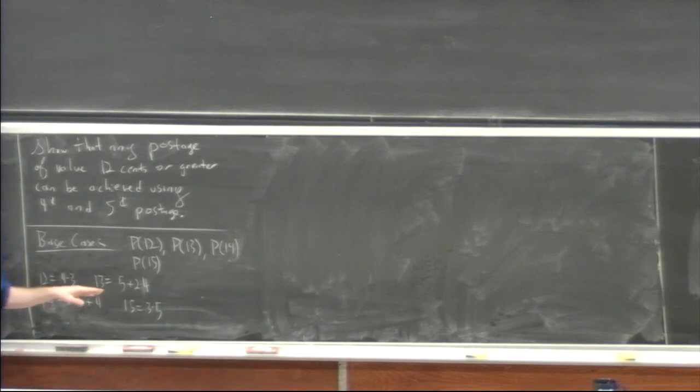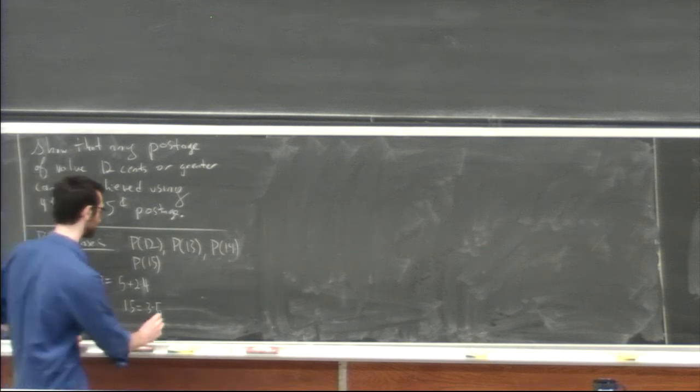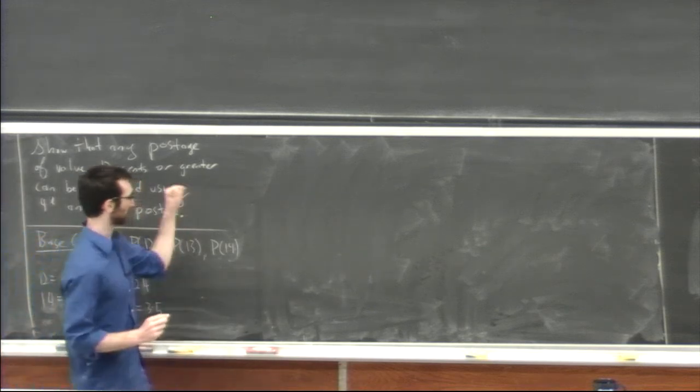So in this base case, what I've shown is I can solve this problem when the postmaster asks for 12 cents, 13 cents, 14 cents, or 15 cents. And it's fine to have more base cases than just one. It's not an error or an issue. So these are the base cases. I can do it for these couple.